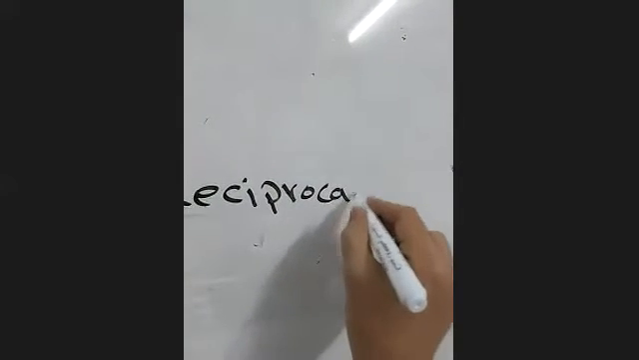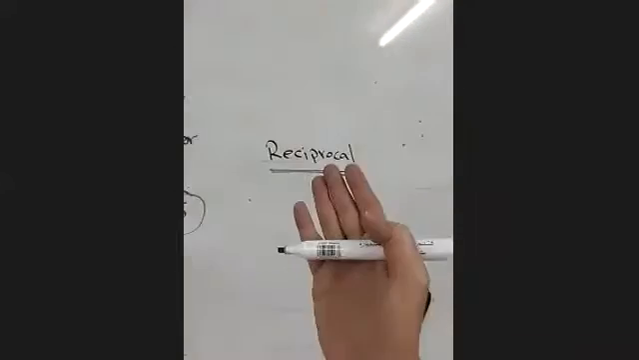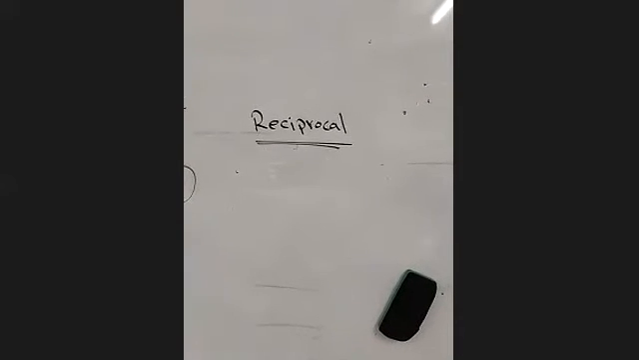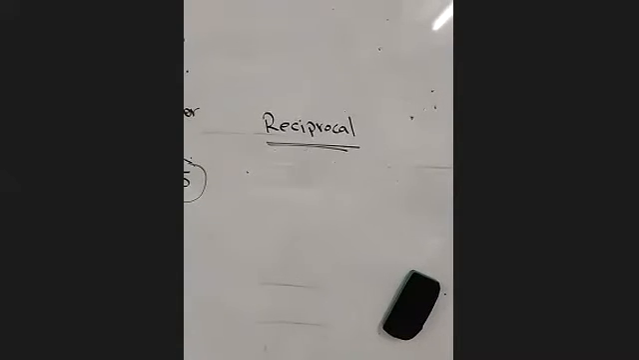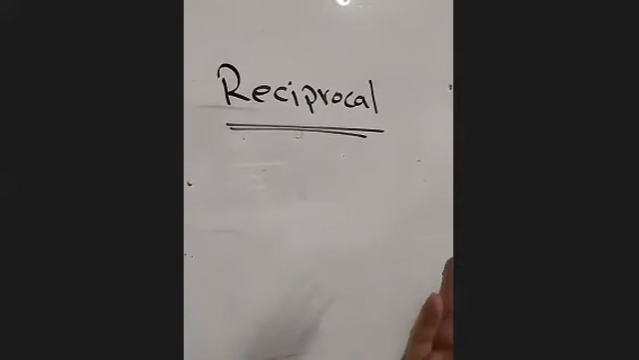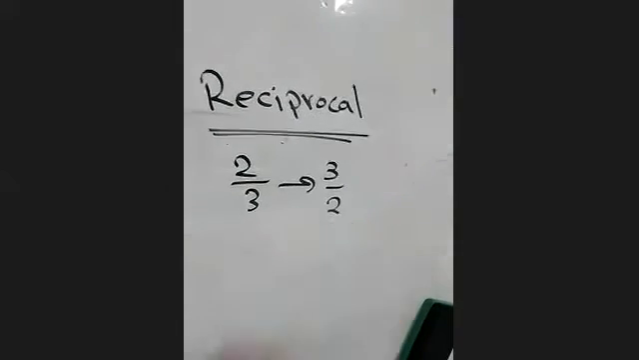reciprocal. Who can tell me what's the reciprocal, guys? If you remember, we took that before. Hisham, what's the reciprocal? The reciprocal is the number that you multiply to get the answer 1, like 1 over 5 multiplied by 5 over 1 equals 1. The reciprocal is to flip the fraction, right? Like if you have 2 over 3, the reciprocal is 3 over 2.